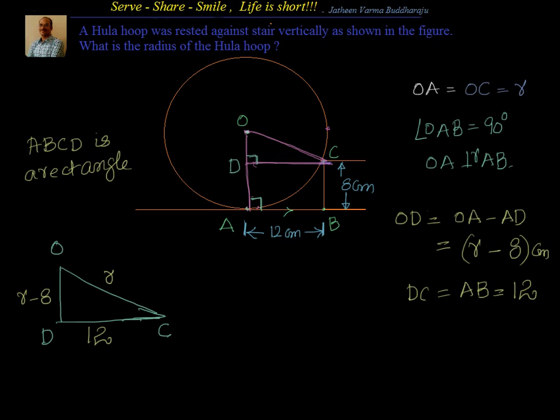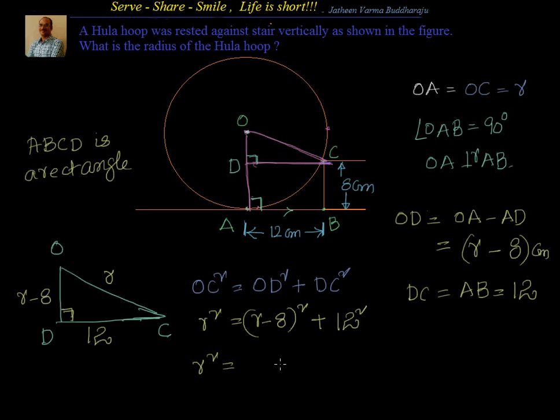Now let's go back to the Pythagoras theorem. We know by Pythagoras theorem that the square of hypotenuse is equal to the sum of squares of the remaining two sides. So OC square is equal to OD square plus DC square. But what is OC square? r square is equal to OD square, that is (r minus 8) whole square, plus DC square, that is 12 square.